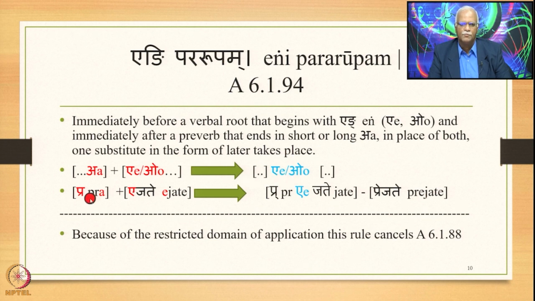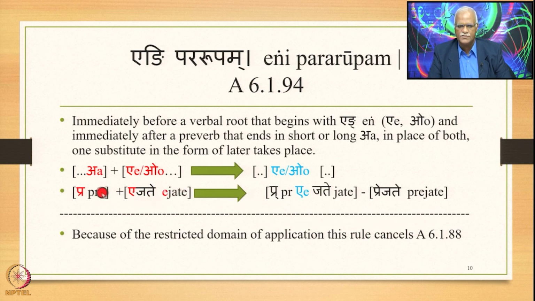So we have pra, which is a preverb, followed by ejate, which is a verbal form having the verbal root ej, to tremble. It begins with A. Now in this case 6.194 applies and the output generated is pra, A and jate. So this A replaces both A as well as A. So we get the form prejate.